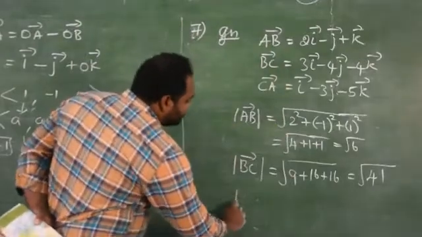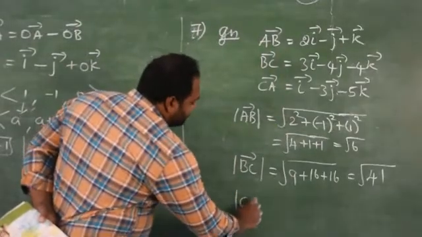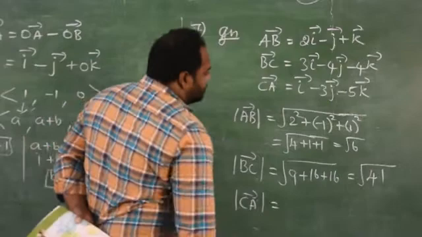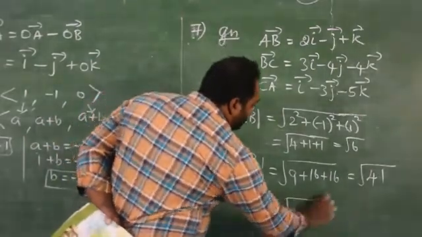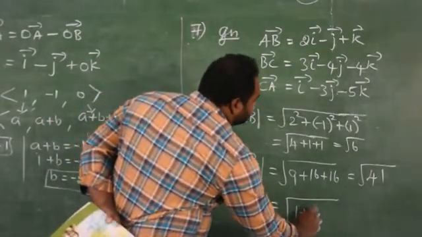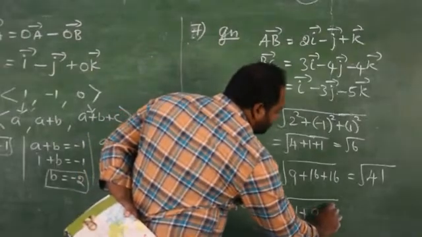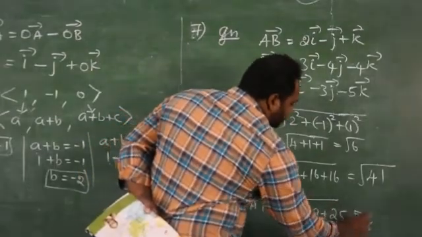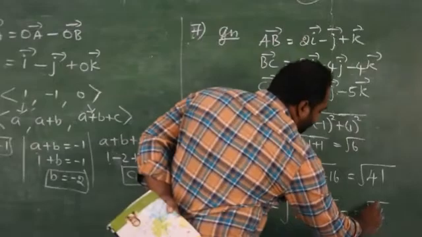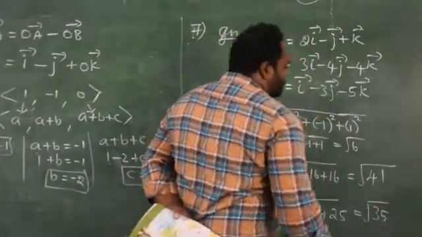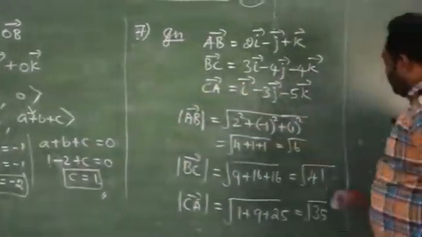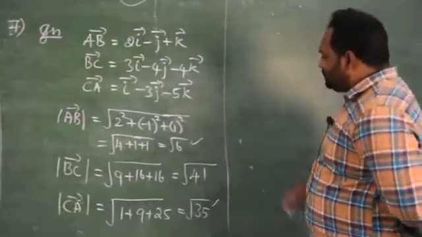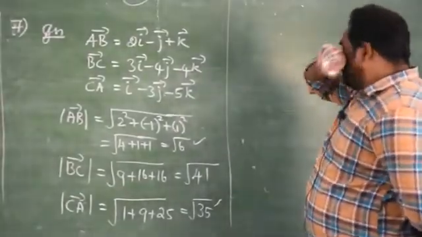Next, modulus of CA equal to root of 1 square plus 3 square is 9 plus 5 square is 25, equal to root of 35. Look at the first two values, the smaller values: here root 6 and root 35.